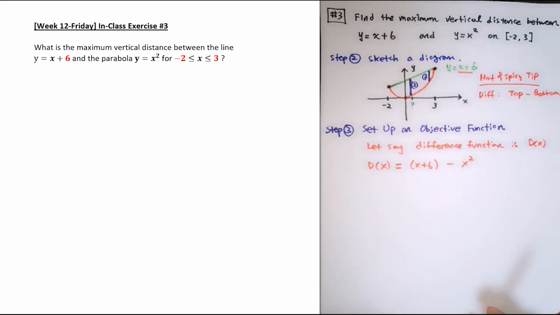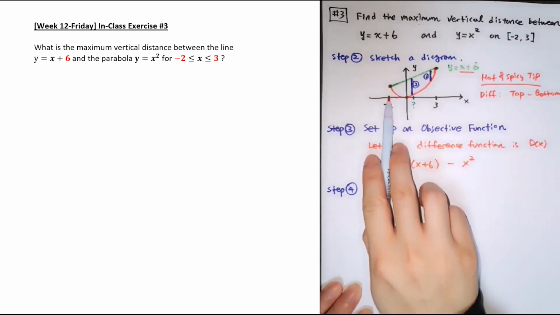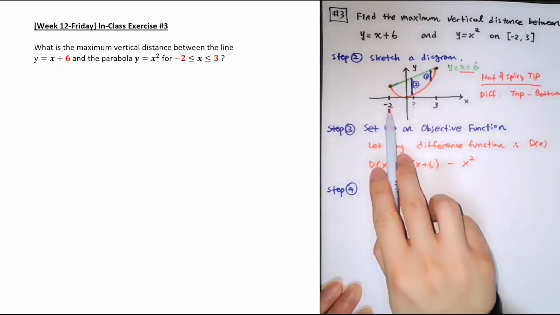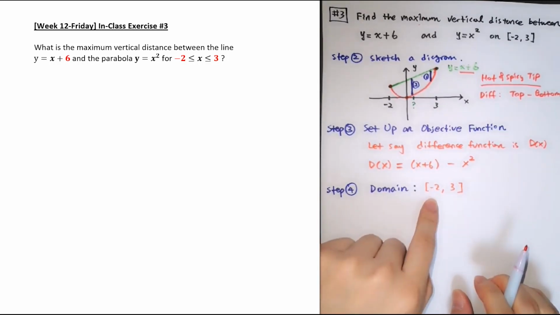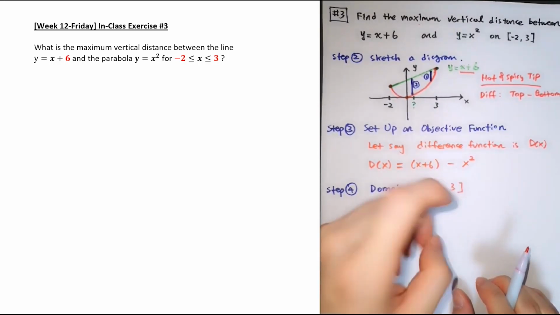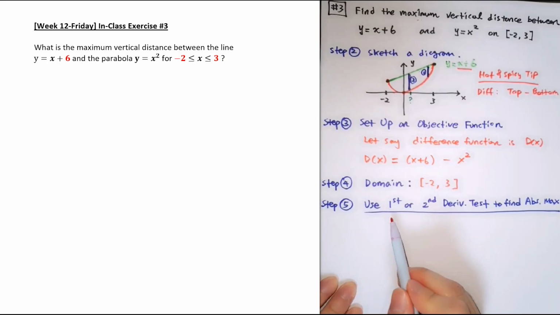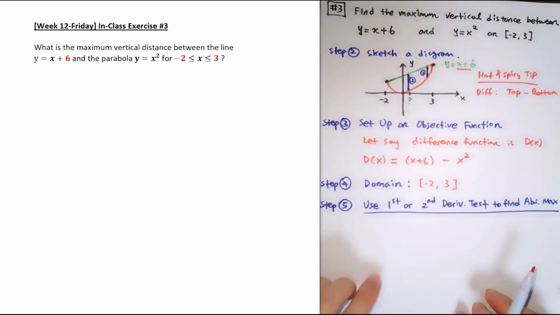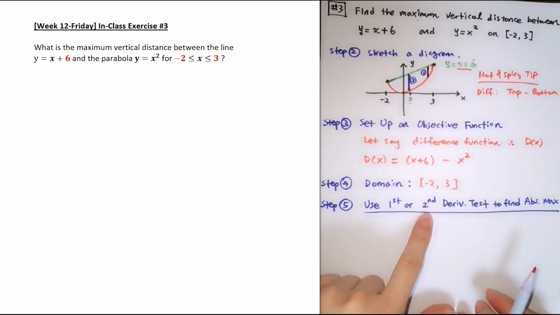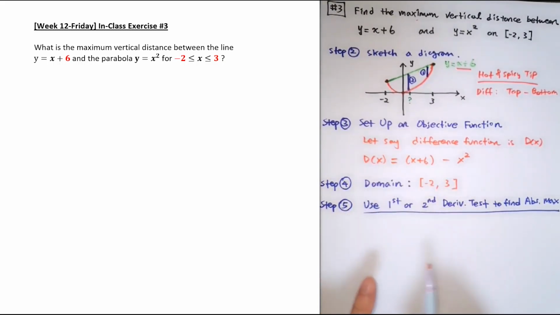Step 4, find the domain. The domain is so easy in this case because we're looking at the minimum x value of -2 and the maximum x value of 3. This is our domain. Step 5, let's take the derivative and find the critical number and find out the absolute maximum. We're going to use either the first or second derivative test to find out the absolute maximum. In fact, you guys know that the first derivative or second derivative only tells you about a local minimum or local maximum. We can use the table of values to find out the absolute maximum.